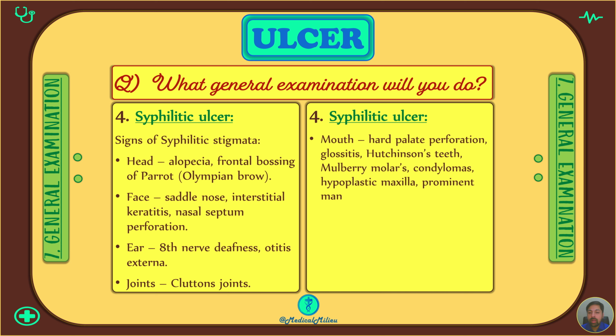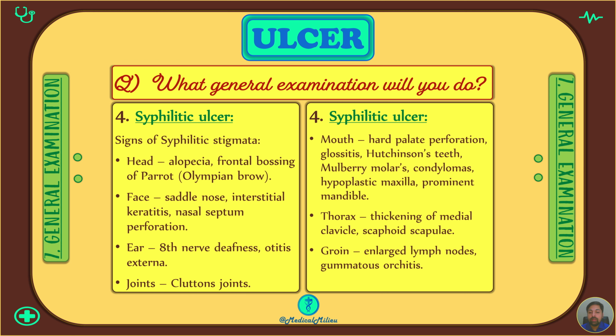In the mouth, hard palate perforation, glossitis, Hutchinson's teeth, mulberry molars, condylomas, hypoplastic maxilla or prominent mandible may be present. In the thorax, there might be thickening of medial clavicle, scaphoid scapulae. In the groin, there may be presence of enlarged lymph nodes or gummatous orchitis, and in the leg, saber tibia may be present.